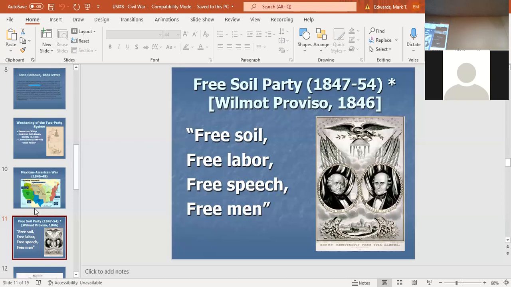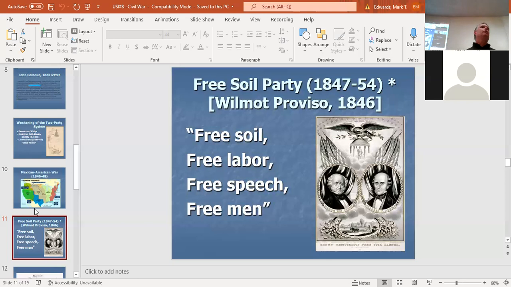Right? This is, after all, the white man's republic. Right? And this is about how white male power is to be maintained in the United States only as slavery is restricted. That is the basis of the Free Soil Party and the Free Soil argument.